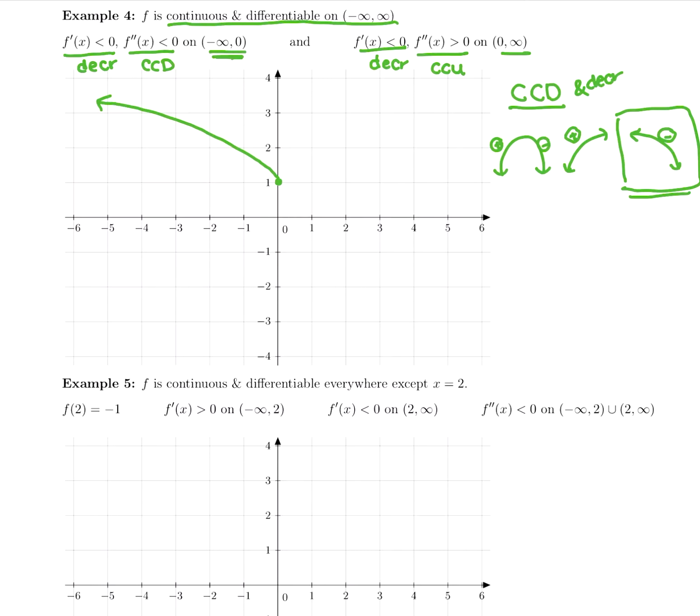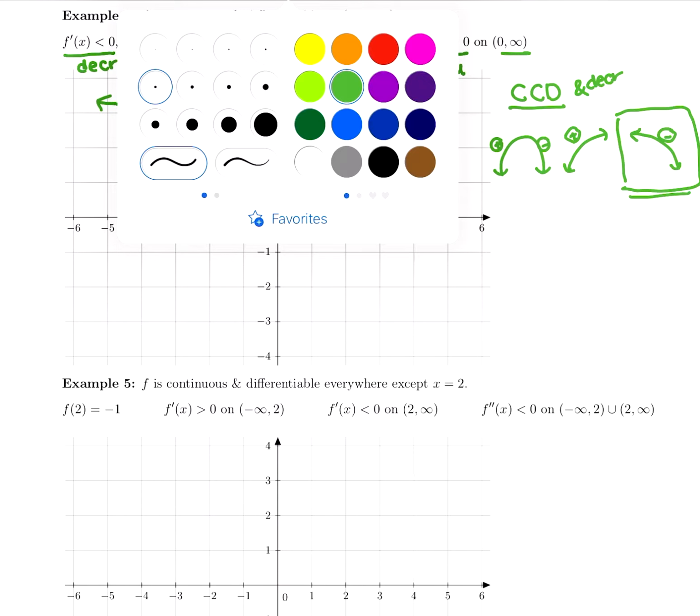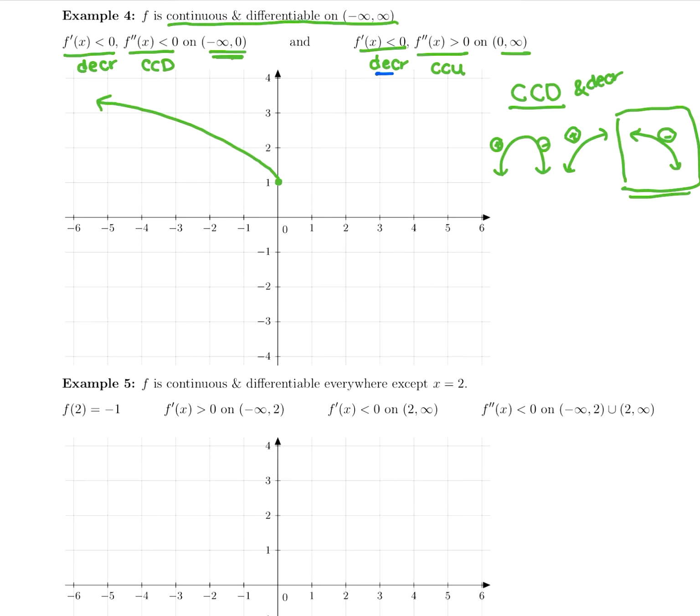The next part says I need to be decreasing still, but I need to be concave up. So let's draw our U's for that. It needs to be concave up, and we want to choose the one that's decreasing. Concave up can only look 3 ways. It's a full U, it's just the left side of the U, or it's just the right side of the U.